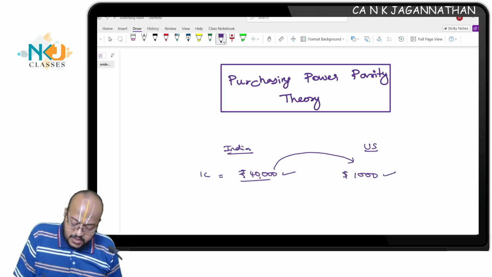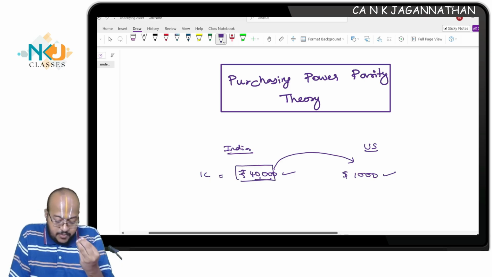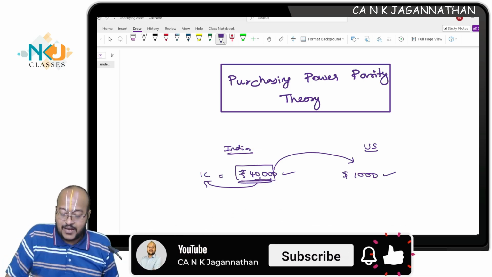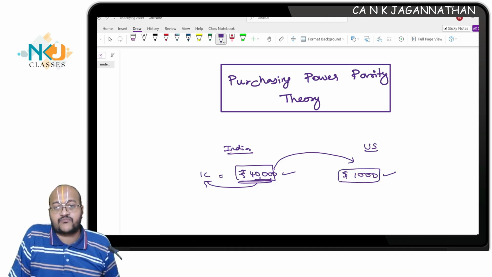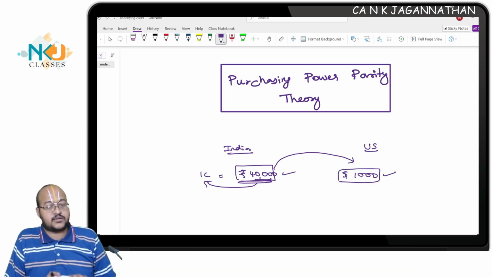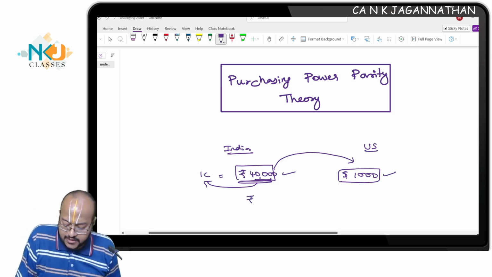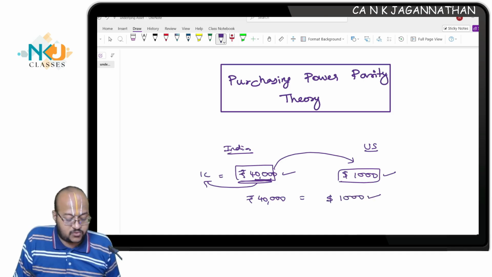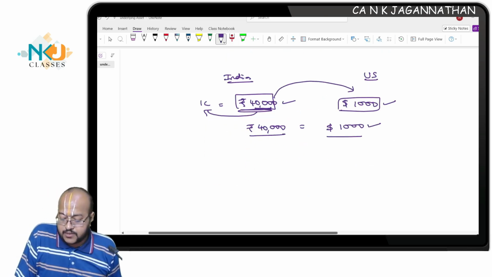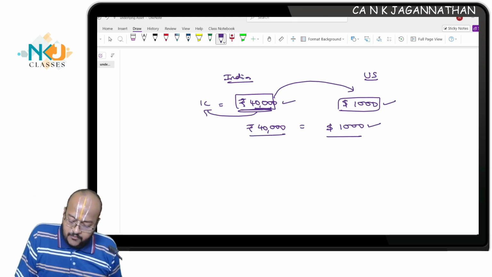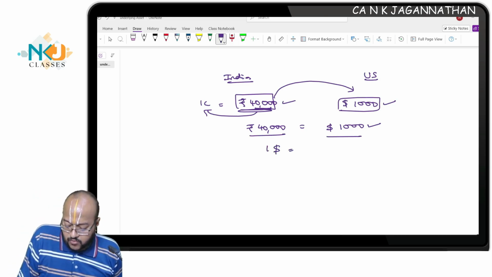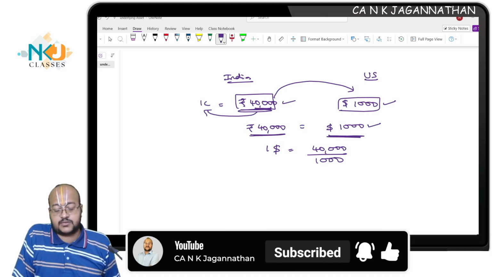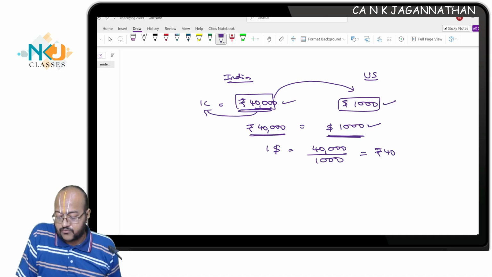Are you all understanding what I'm trying to say? The goods which you can purchase, in our case the computer, using 40,000 rupees, with US currency you have to spend $1,000 to acquire the same computer. This is the present situation, which means the purchasing power of 40,000 rupees is equal to the purchasing power of $1,000. To put it simply, as per this theory, $1 is equal to 40,000 divided by 1,000, so $1 is equal to 40 rupees.